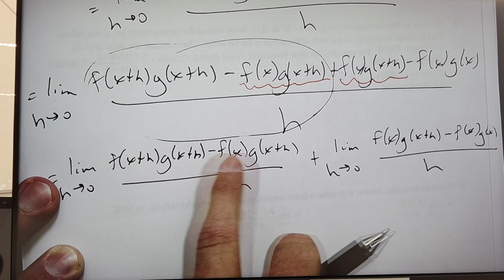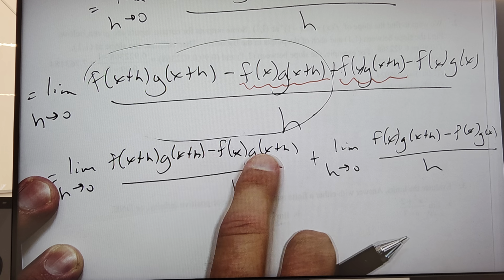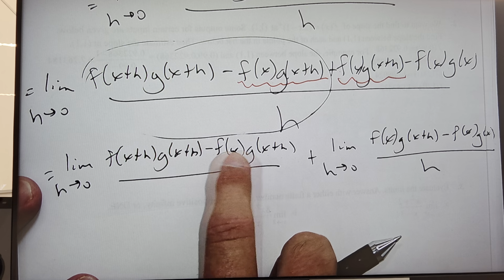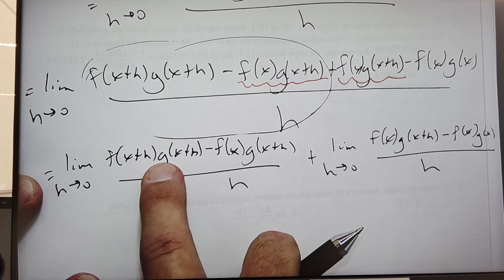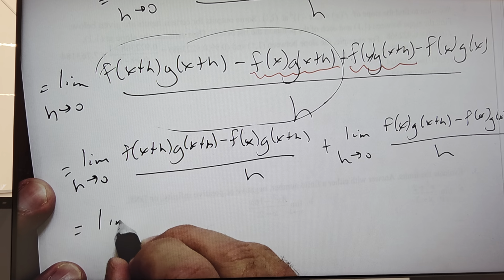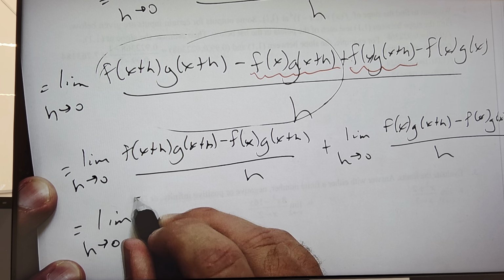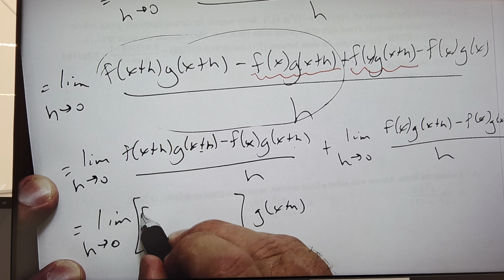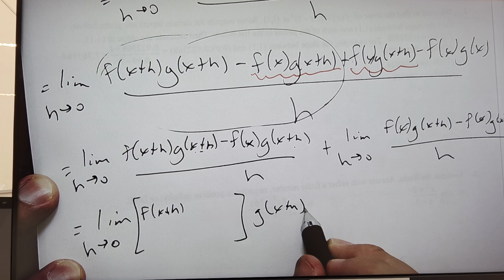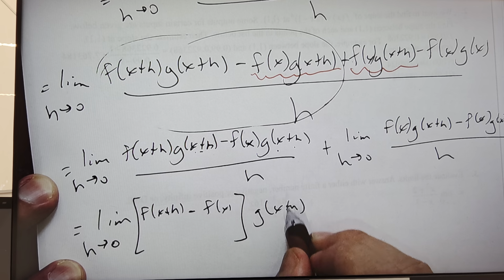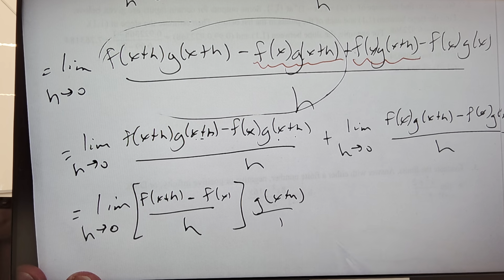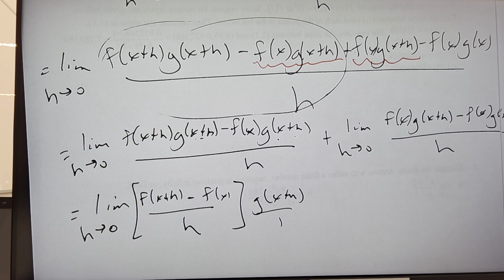Do you guys see anything I can do with the top here? No, definitely not. There's nothing that would cancel. There are no like terms. Yes, what can I factor out? g of x plus h. I'm going to factor a g of x plus h out. And what am I left with? f of x plus h, that's gone. Minus f of x, that's gone. Do you guys see what just happened? Just to make this a little better, I put that over once. Yes? Do you guys see what I did?